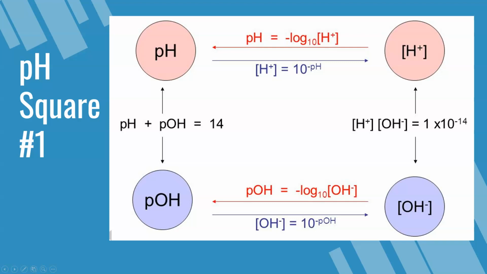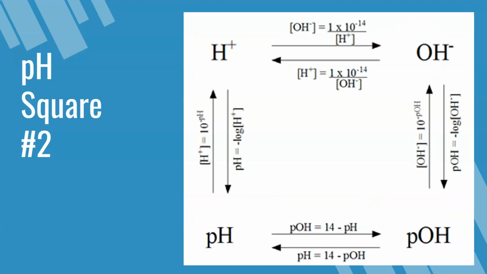Here's a graphic that some people like. It's all the same information. It's just kind of showing you how you can get from one to the other. We call these pH squares. It kind of shows people what you can do. Here's another pH square. It's all the same. It's just representing it slightly differently. Use what is helpful to you.